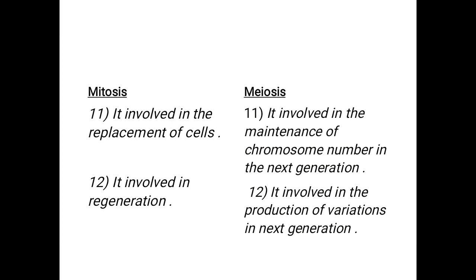Why does variation take place due to meiosis? Because in meiosis crossing over takes place. That's why we are different from our parents, and we are also different from our siblings, due to meiosis. Because in meiosis crossing over takes place.